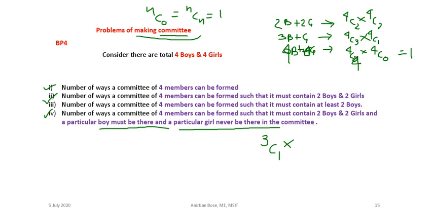And one girl will never be there. So the two girls that you have to choose from the three girls, because out of four girls, one girl is not going to come. So 3C2. So this will be the answer of the last part of the question. Clear?